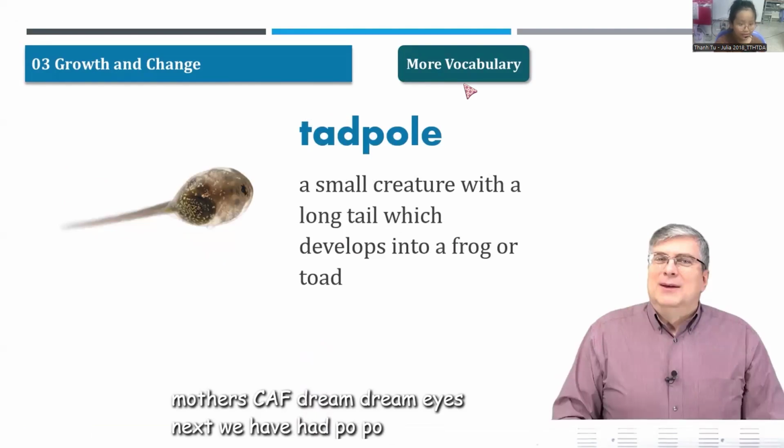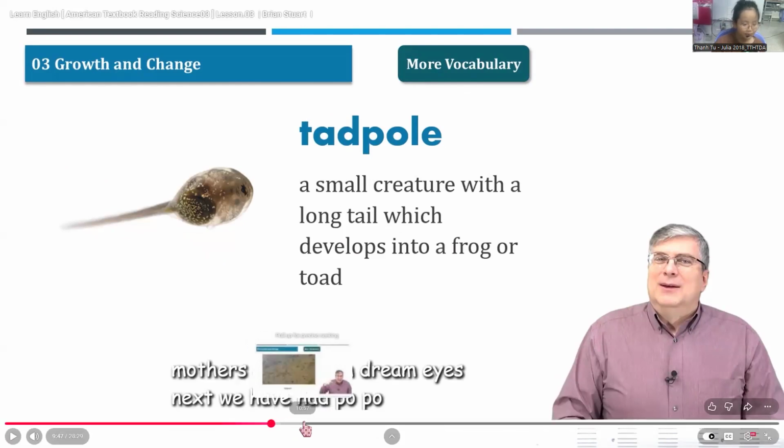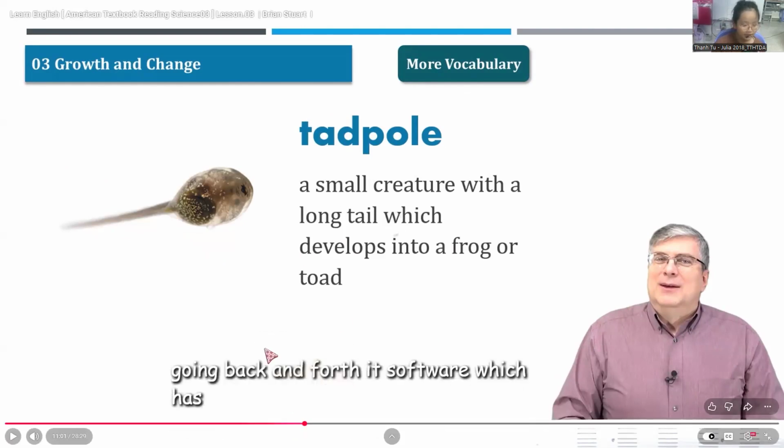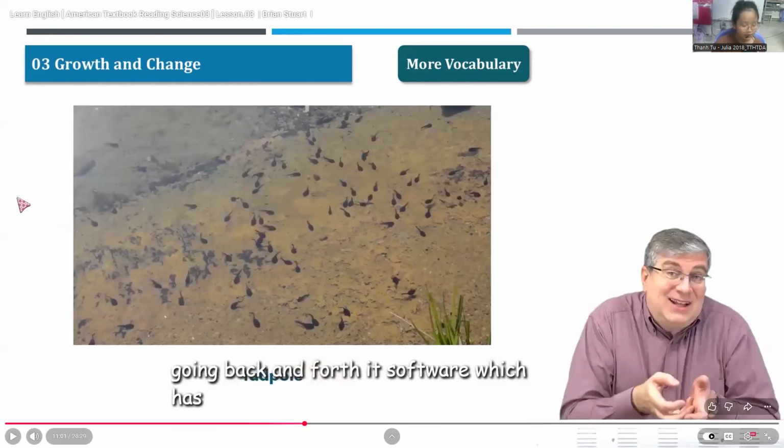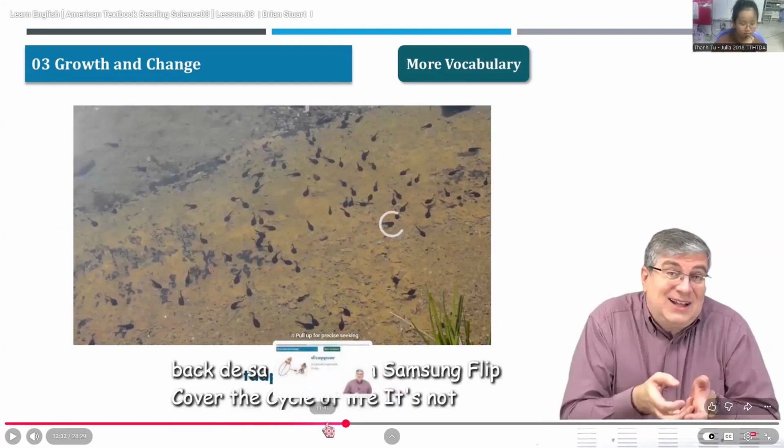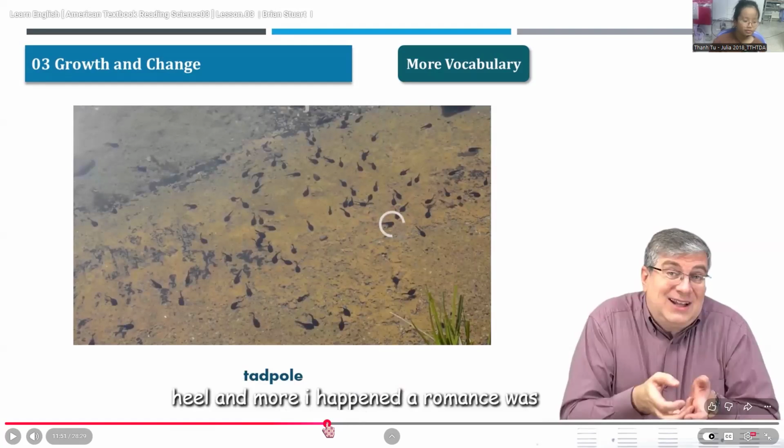Tadpole. Tadpole means a small creature with a long tail which develops into a frog or a toad. What is a tadpole? Look at that. There are currently a lot of tadpoles. They're like fish.